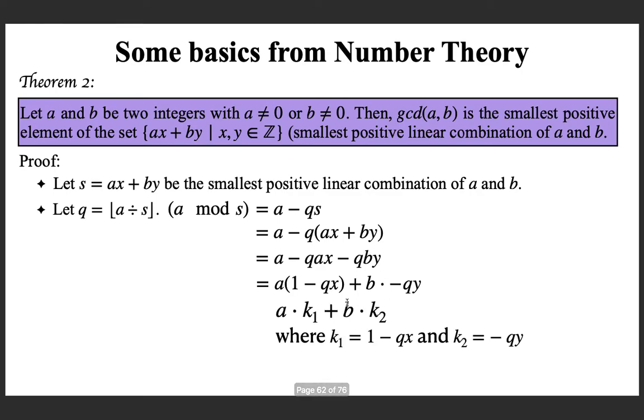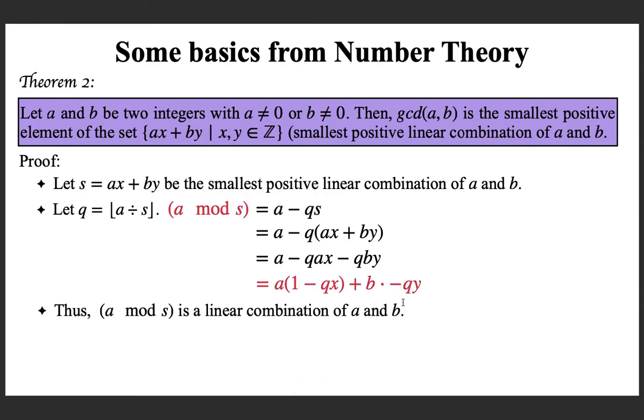This is in the form A multiplied by an integer K1, because 1 minus Qx is an integer, plus B multiplied by an integer K2. What is K2? K2 is minus Qy. Definitely minus Qy is an integer. So, this is of the form A multiplied by an integer plus B multiplied by an integer. So, it is a linear combination of A and B. So, we are saying that A mod S, or remainder of dividing A with S, is a linear combination of A and B.